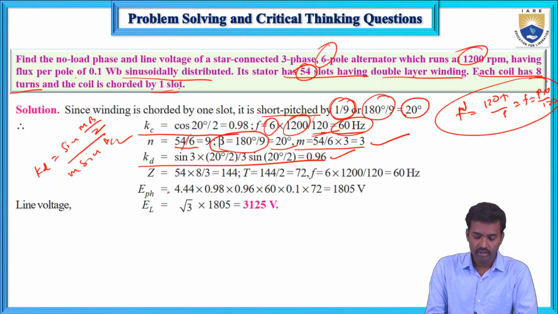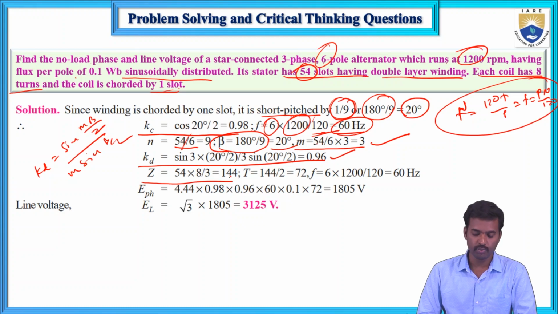Now same thing here, Z equals the previous problem. This problem is similar to the previous problem, only the numericals are changing. Z equals 54 slots and 8 coils by 3, so 144, and total number of turns is 144 divided by 2, that is 72.